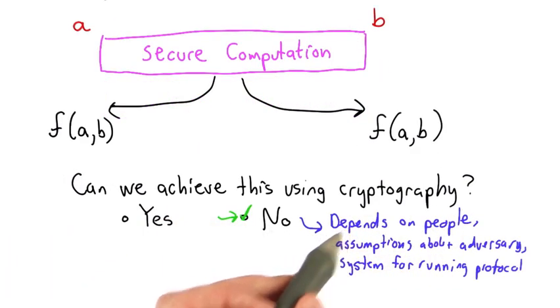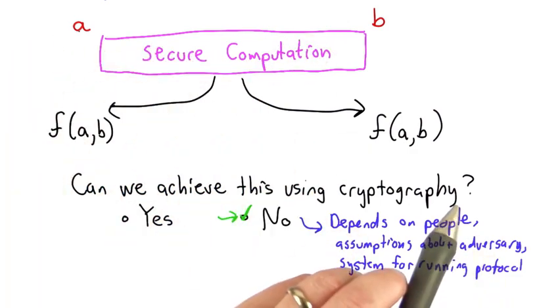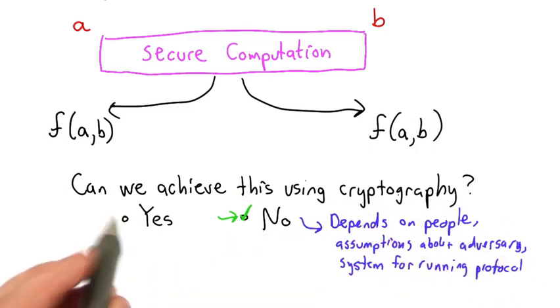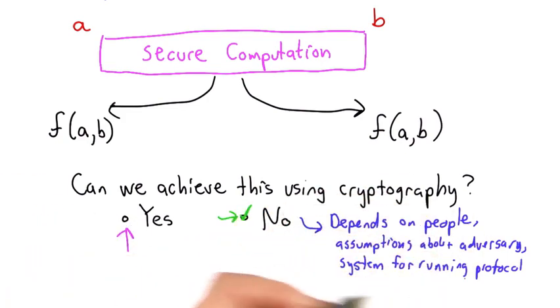It depends on people. It depends on assumptions about the adversary, knowing what capabilities the participants have, as well as any eavesdropper might have, as well as building the system that actually runs the protocol. So these are all things we're not going to talk about. What we are going to talk about is a protocol that, given the right answers to these questions, could provide this property.